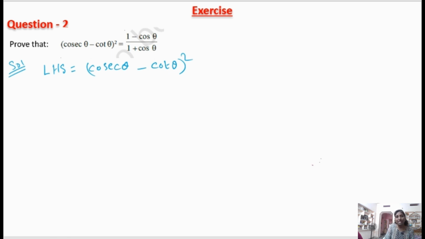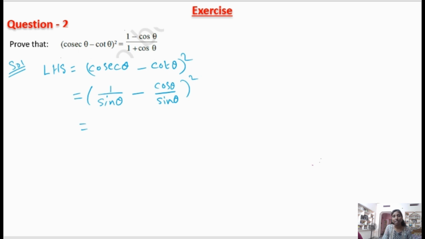It means, see, cosec theta can be written as 1 by sine theta. Always you should try to convert it in terms of sine cos only. Whenever you see cosec, cot, sec, tan, then you try to convert it in sine cos. Cosec theta can be written as 1 by sine theta, okay, minus cot theta can be written as cos theta by sine theta. Now whole square.